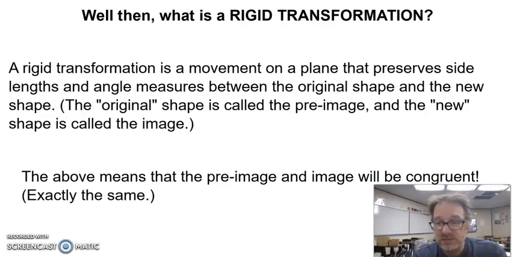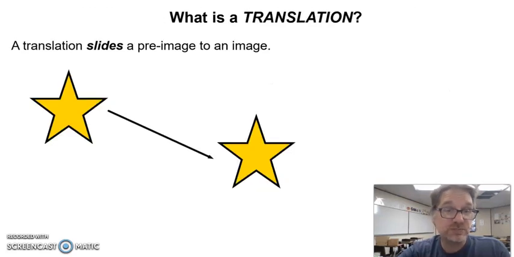So the pre-image, the image I start with, pre meaning before the movement, is going to be the same as the image, what it looks like after the movement. All righty? So they are always going to be the same because I keep the side lengths and the angle measures as they are. I only change location and orientation.